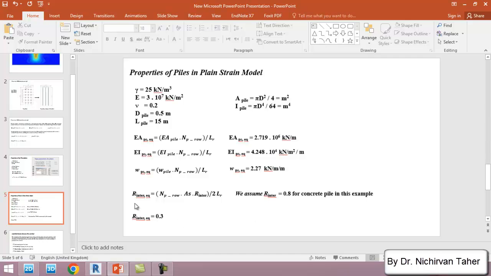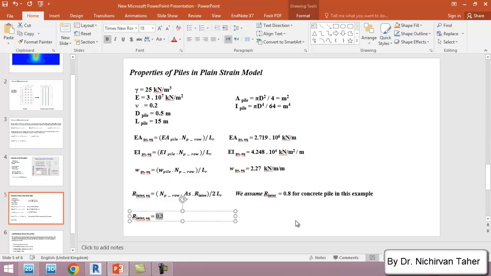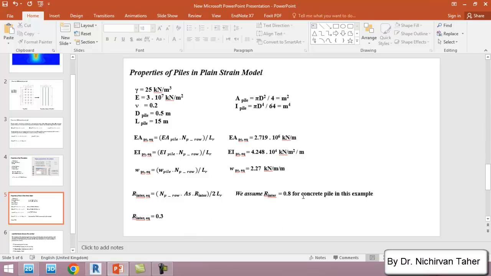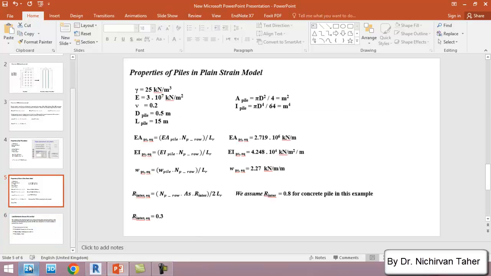And for the interface reduction factor, many researchers and literature suggest that this formula shouldn't be used because using a plane strain model for pile foundations generally overestimates the settlement. So we take our interface reduction factor equal to 0.8 for concrete in this example. If you calculate by this formula, it will become 0.3. So if you want, you can do both. You can use both of them and see the result, what happens when you use 0.8 for the interface and when you use 0.3. So we go to PLAXIS.